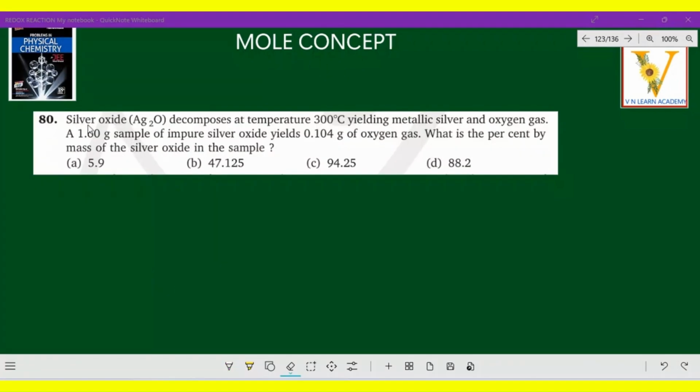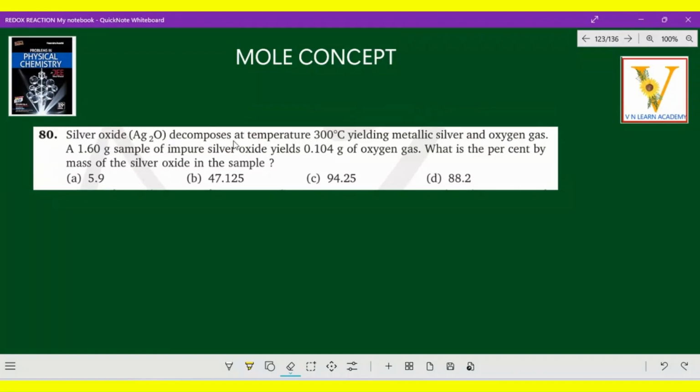The next question, silver oxide. Here, silver oxide Ag2O decomposes at temperature 300 degrees Celsius, yielding metallic silver and oxygen gas. Here, a 1.6 gram sample of impure silver oxide yields 0.104 gram of oxygen gas. What is the percentage by mass of silver oxide in the sample? This is very simple only. Come on, let us write that equation.